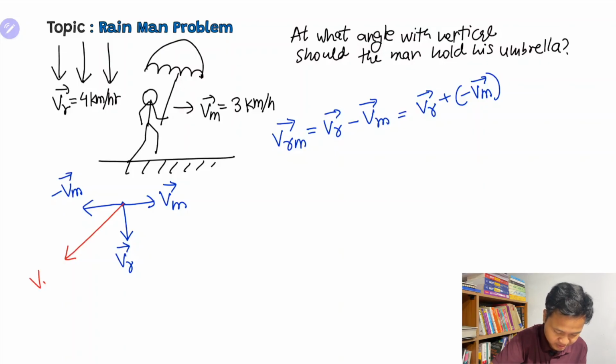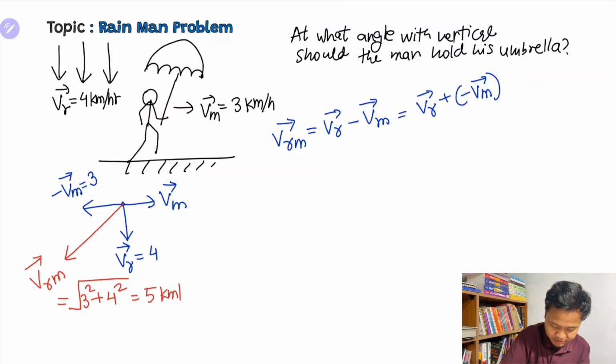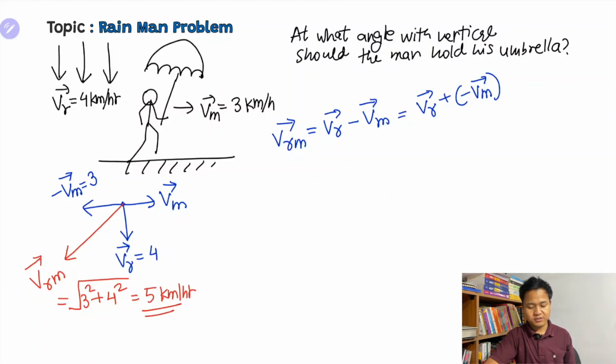Velocity of rain with respect to the man. So how much is that? Velocity of rain is 4, velocity of man is 3. So this will become the square root of 3 square plus 4 square plus 2 into 3 into 4 into cos 90. The angle between 3 and 4 is 90. I'm just neglecting the rest of the part. So here you will have 5 kilometer per hour. The velocity of rain with respect to the man is 5 kilometer per hour.